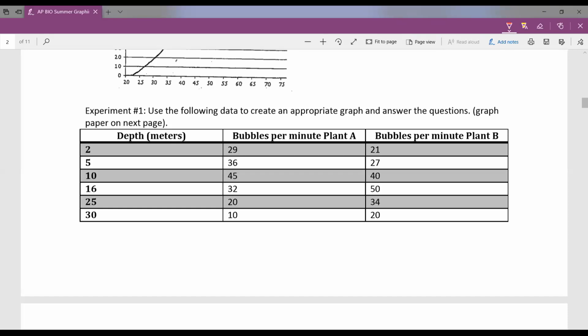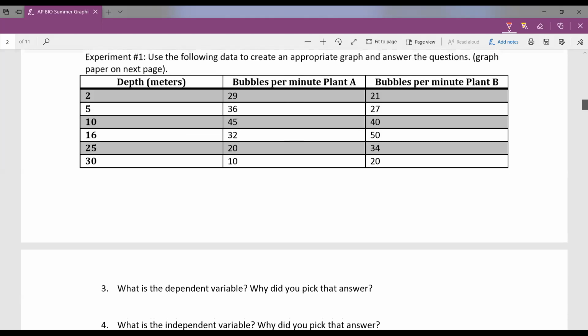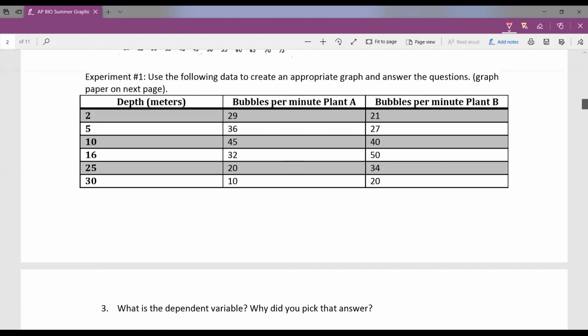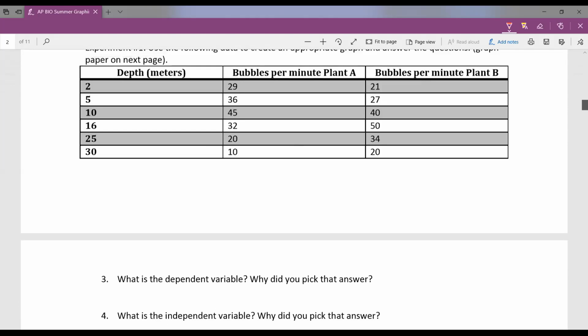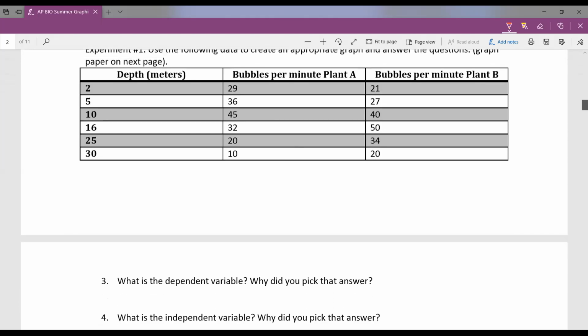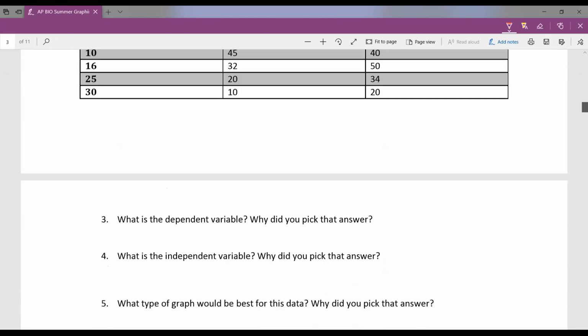I don't have a ruler handy. I guess I should get a plastic ruler that I could lay on my screen without scuffing the screen. But let's answer some questions because there's our place to graph it.